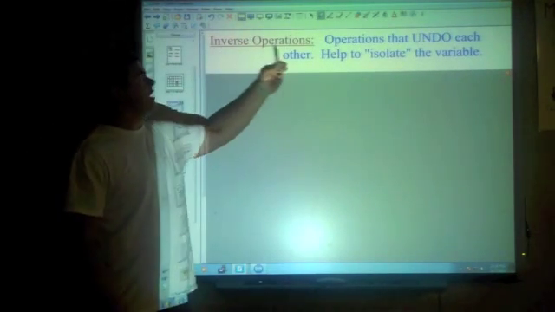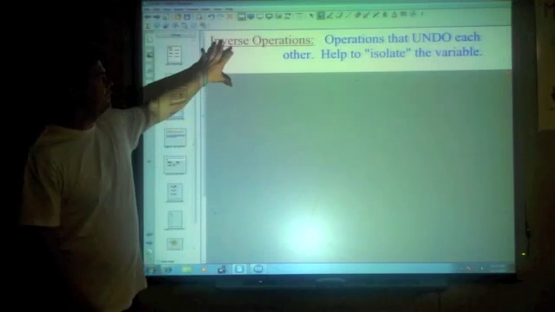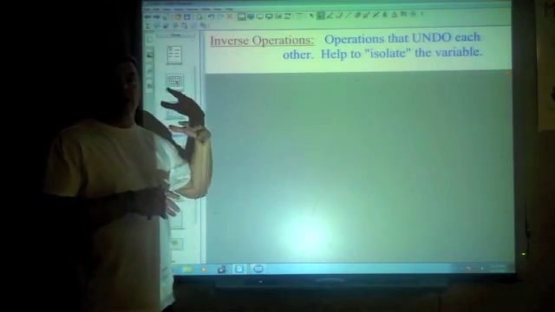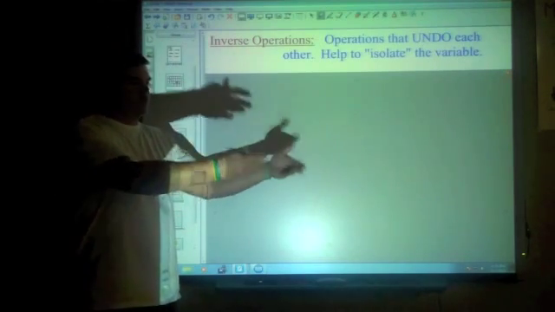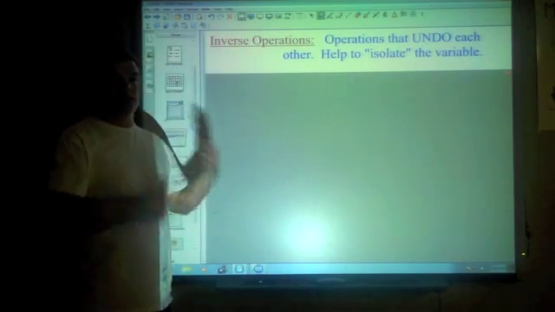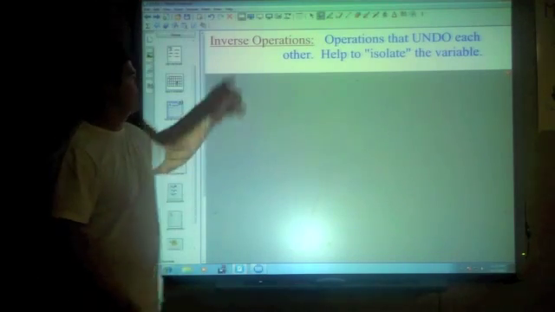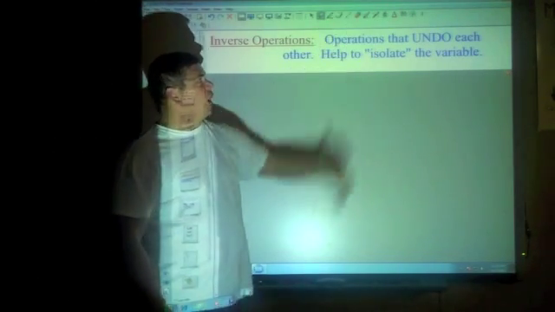One of them is known as inverse operations. Inverse is kind of a way of saying the undoing of something. If you took multiple steps forward, to undo that you would take those same steps in reverse, backwards. So inverse operations are operations that undo each other.